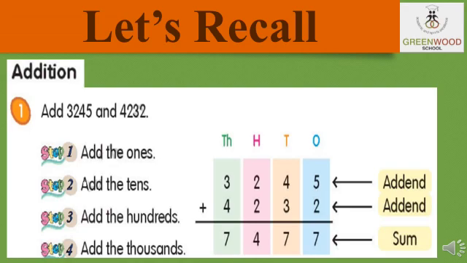Now what is step 1? Addition always starts from ones place. So first we will add the ones, that is 5 plus 2 equals 7. Step 2, add the tens, that is 4 plus 3 equals 7. Step 3, add the hundreds. 2 plus 2 equals 4. And last, step 4, add the thousands, that is 3 plus 4 equals 7. So our sum is 7477.